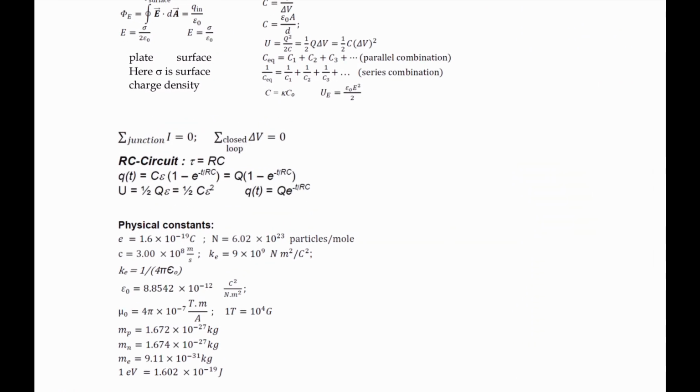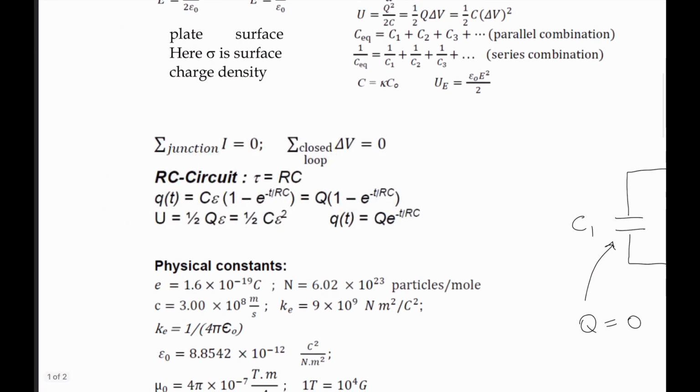Now we're going to get to the final thing, which is RC circuits. Okay, I'm going to very, very quickly go through this. Let's say we have a battery like this. This is epsilon 1, and then it is connected to a capacitor. Let's call this C1. And it is also connected to a resistor. And over here, we have a switch, which we can open and close. If the switch is open, the charge on this capacitor will be, I think, 0, because there's no voltage on the capacitor.